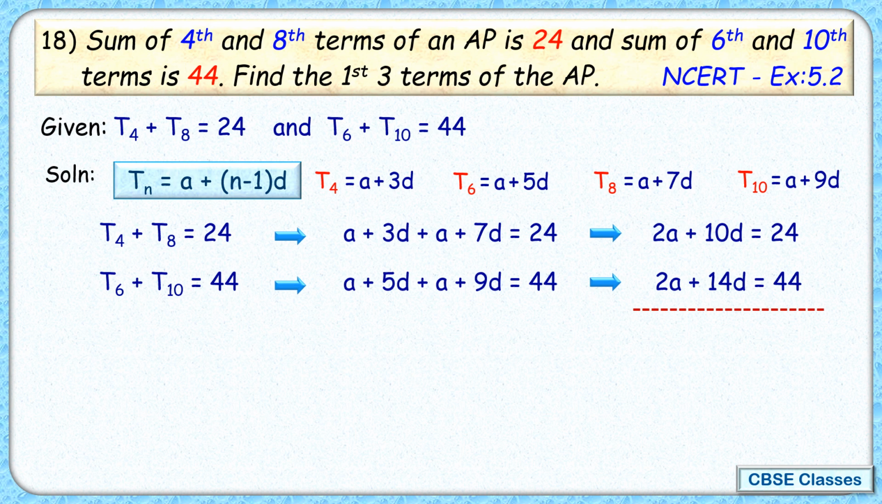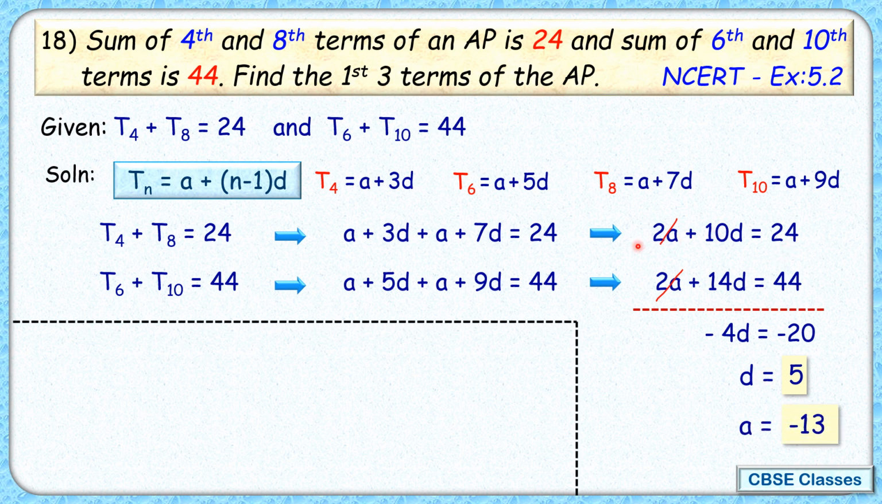So on both LHS, this 2a will get cancelled. 10d minus 14d will be minus 4d, and RHS will be 24 minus 44, that's minus 20. Simplifying it, the minus sign will get cancelled. D is 20 divided by 4, or D is 5. That's the common difference, 5. Putting D as 5 in your first equation, and when we solve it, we'll get A as minus 13.